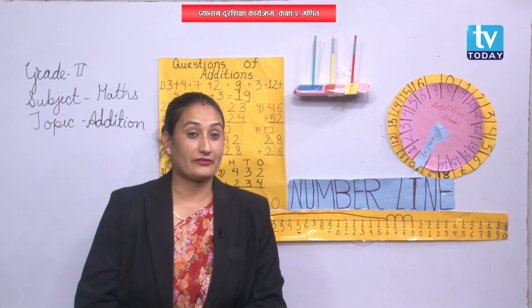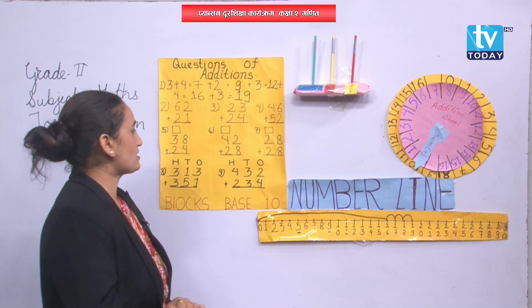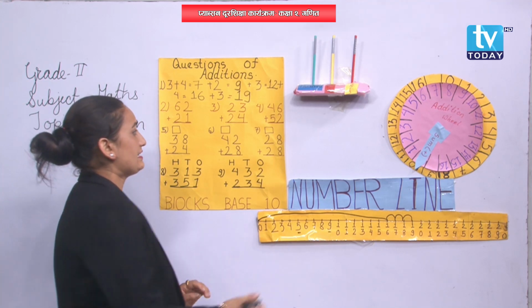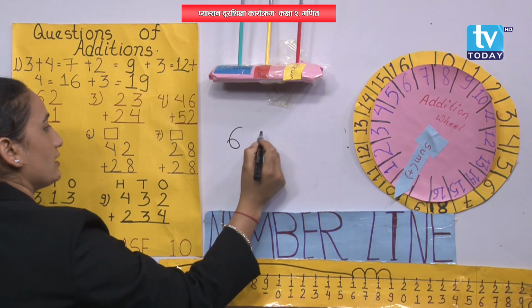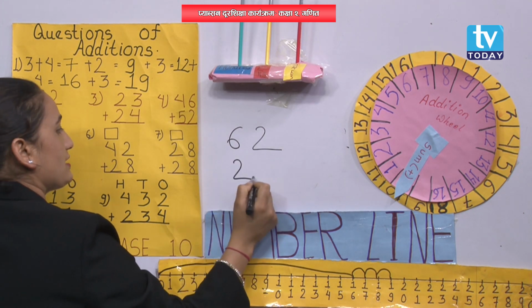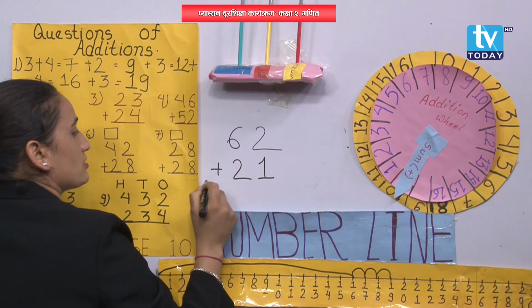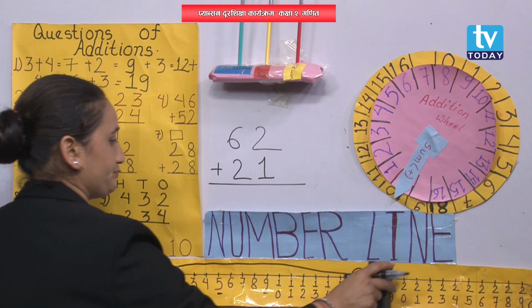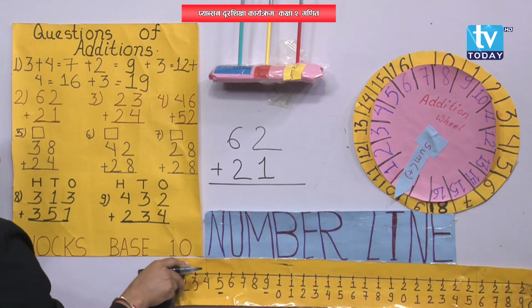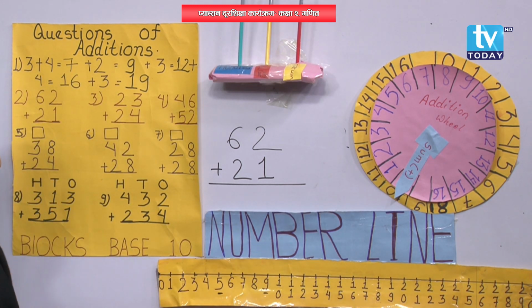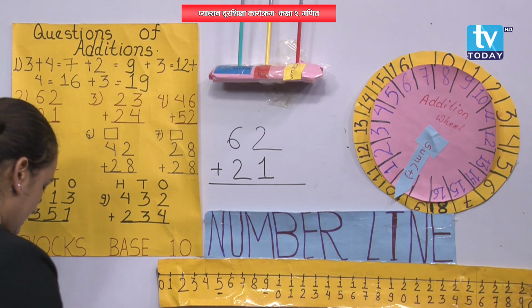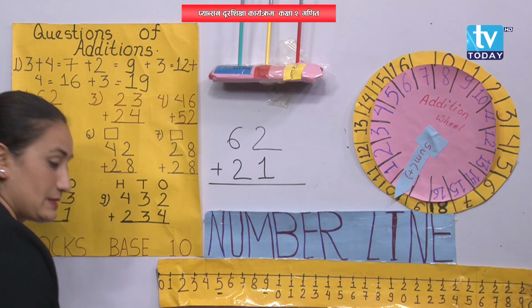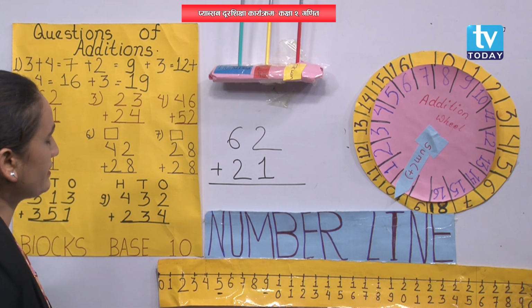Okay, ready? Now let's add 2-digit numbers. So in 2-digit additions, this is your question. See, have a look at the question. 62 plus 21. So how to add this number? 62 plus 21. Now for this, I will show you with the blocks. Okay. 62. 60. Let's put the 6.